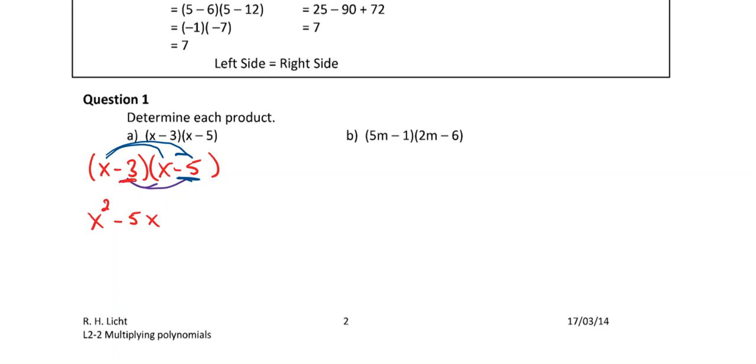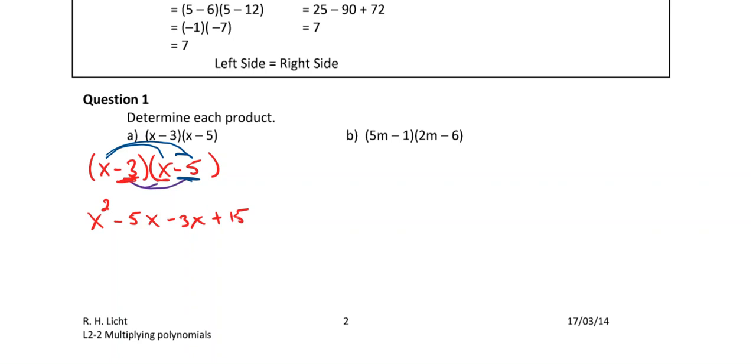So now we've got negative 3 times x. Okay, so negative 3 times x is just negative 3x. So we just write that as minus 3x. And then lastly, we've got negative 3 times negative 5. This is positive 15. Okay, and that's pretty much it.